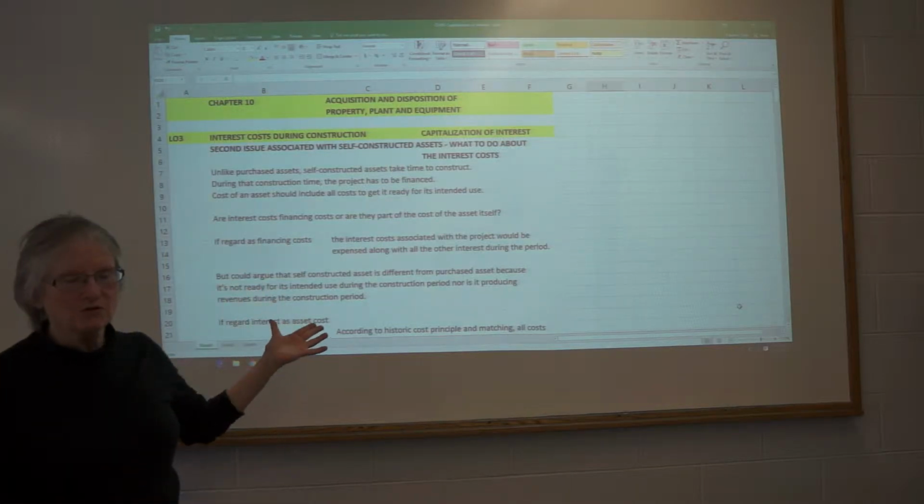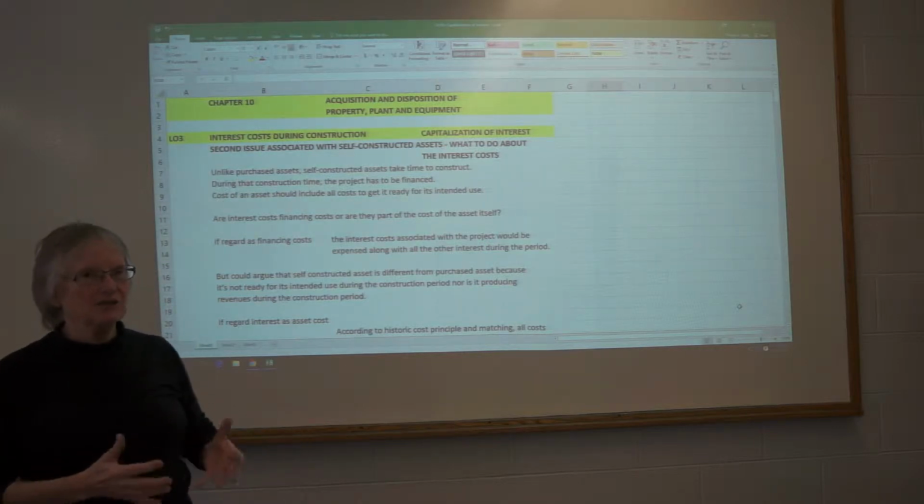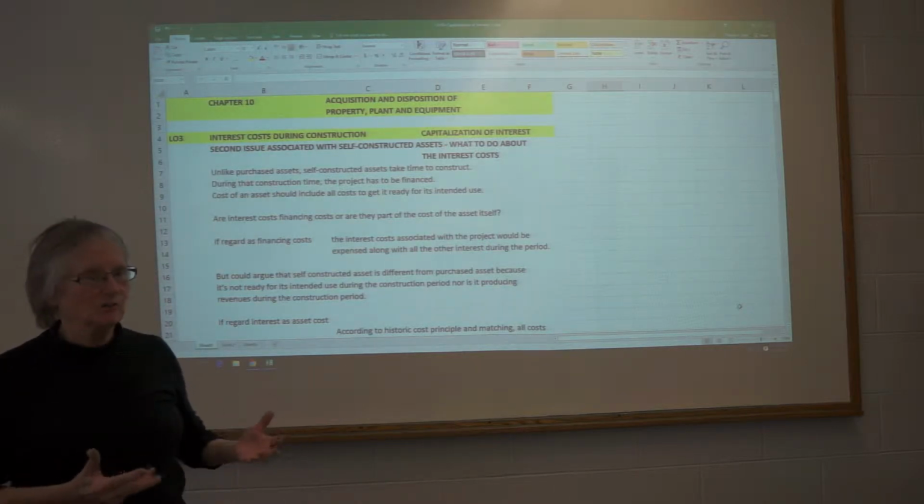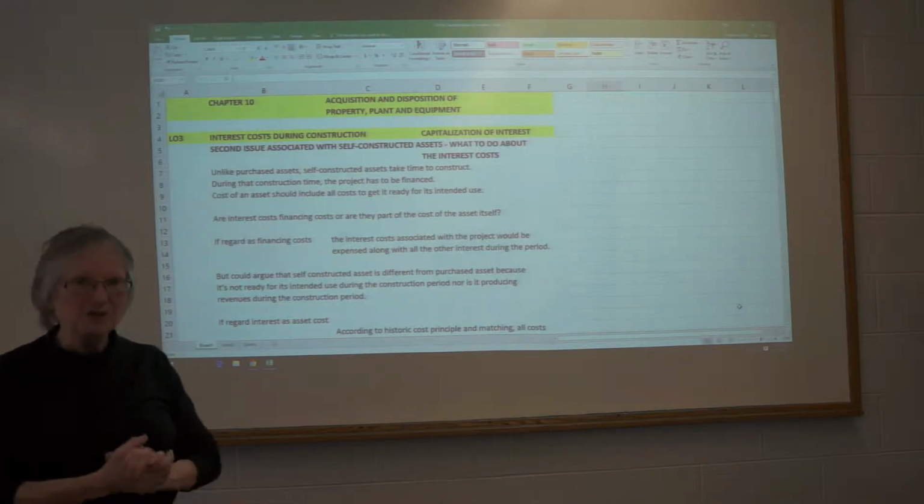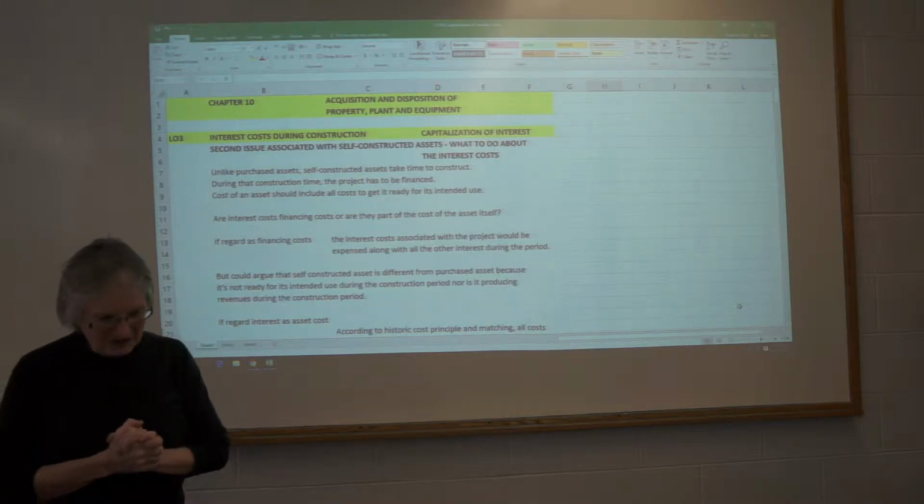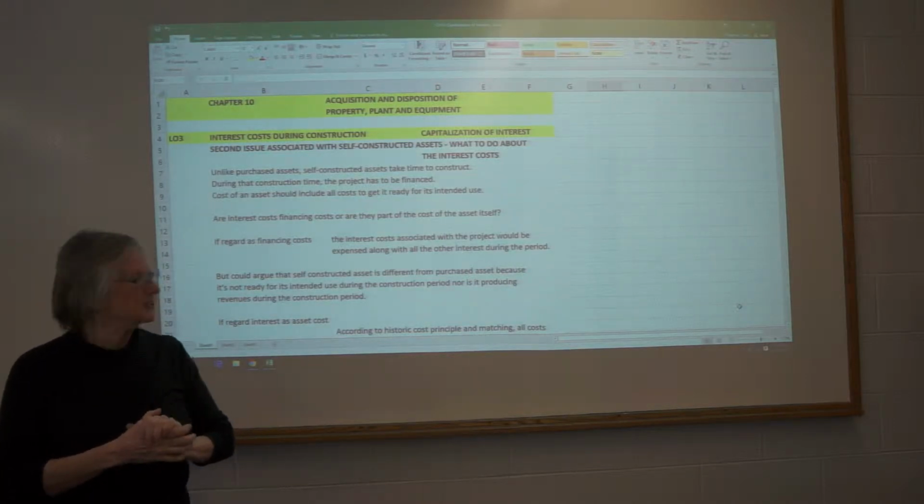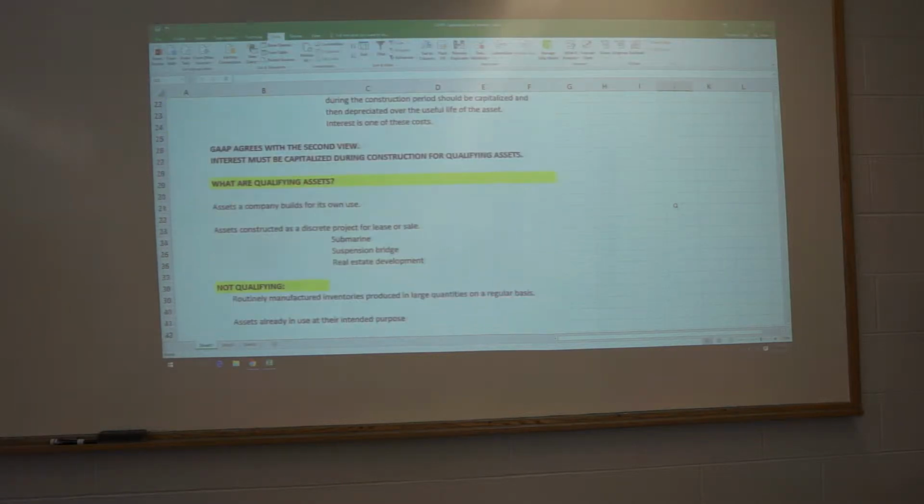You can read over the notes for more explanation on the various ways to look at it. Basically, FASB says we should capitalize certain interest costs associated with qualifying assets under construction. So what are qualifying assets? A company has to be building something for its own use. Okay, let's look at qualifying assets here.